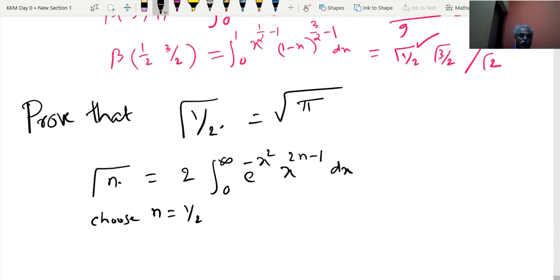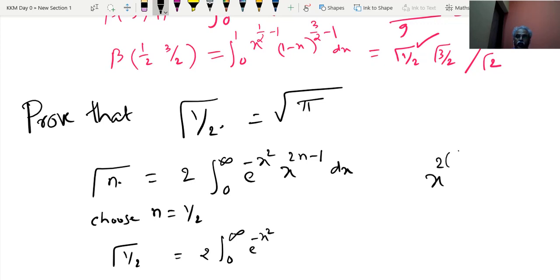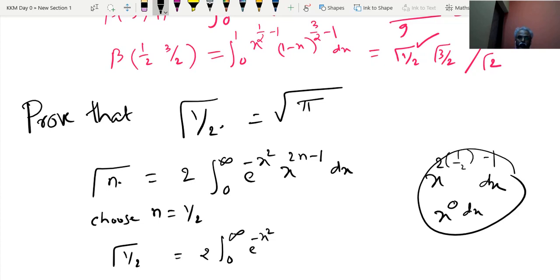So now, gamma half looks like this: 2 times the integral from 0 to infinity of e raised to minus x square, into x raised to 2 into half minus 1, dx, which is x raised to 0 dx. So x raised to 0 is 1. It becomes simply dx. Now, whether you write x or y or z, it will not change. For example, if I write gamma half equal to 2 times the integral from 0 to infinity of e raised to minus y square dy, this is also true.